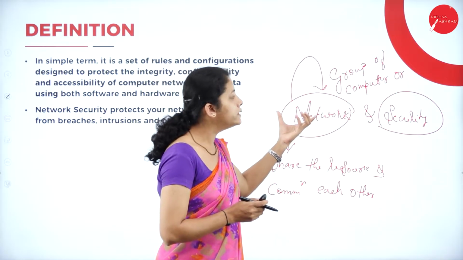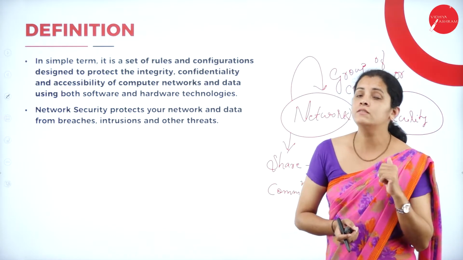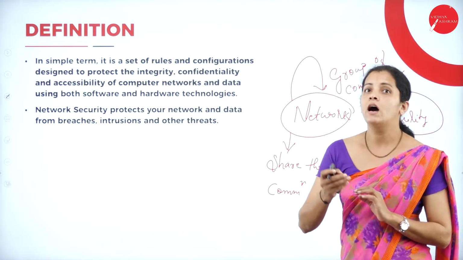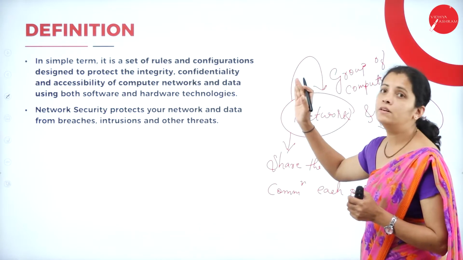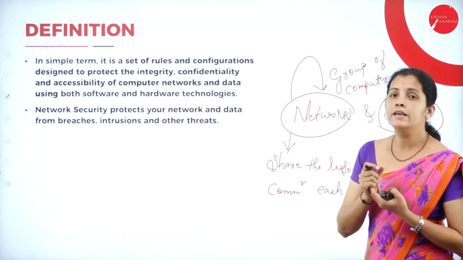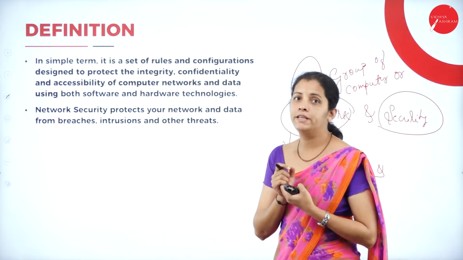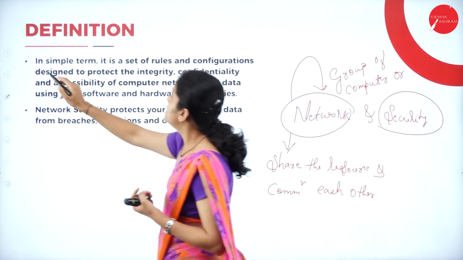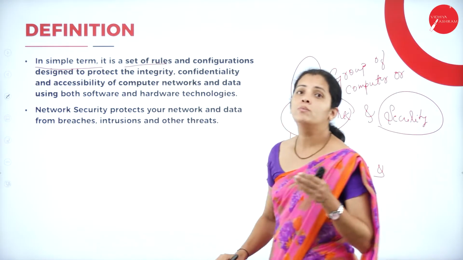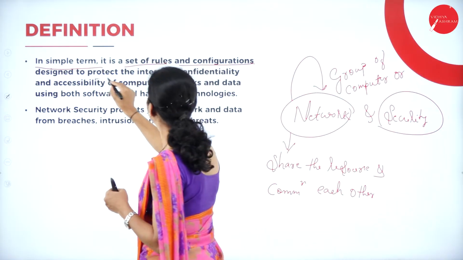That means here network security is nothing but the policy or procedure or particulars used to prevent the network accessible resources from other users. So network security is nothing but the rules, or the configuration of confidentiality, integrity and accessibility of the data. In simple terms, it is a set of rules, or a set of policies, procedures and configurations designed to protect the integrity.